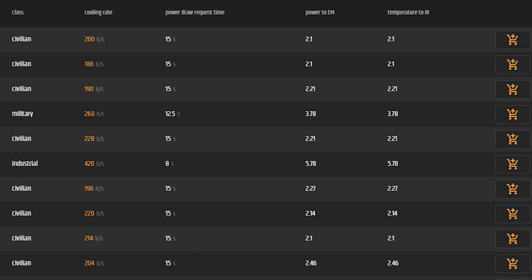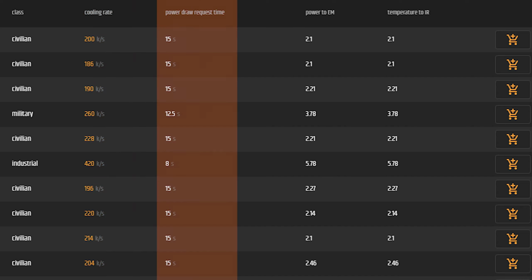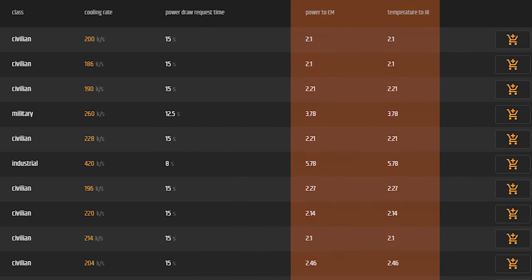Regarding their statistics, the first is cooling rate, which is how many heat units per second the coolers are able to dissipate. The second is power draw request time, which is how long the coolers take to be fully operational after being turned on following a shutdown, either by the player or by EMP strike. Power to EM is how much they contribute to your EM signal, with IR being the IR contribution. The lower the figure, the closer you need to be to your target to ping on their radar.